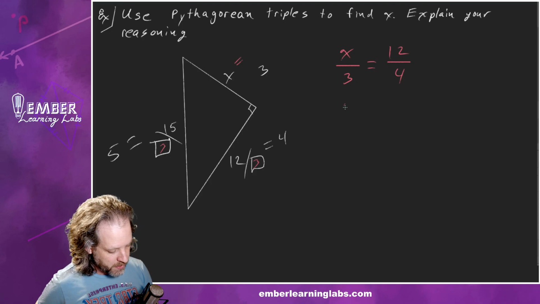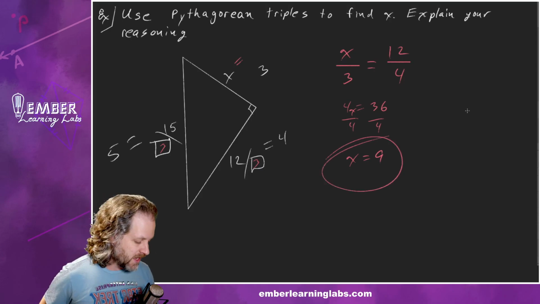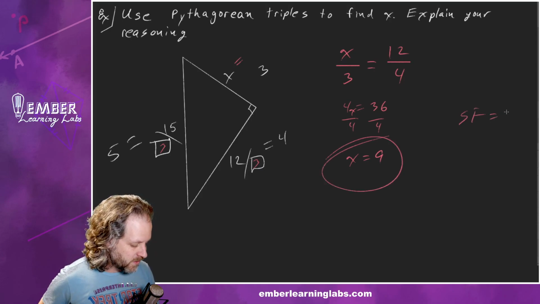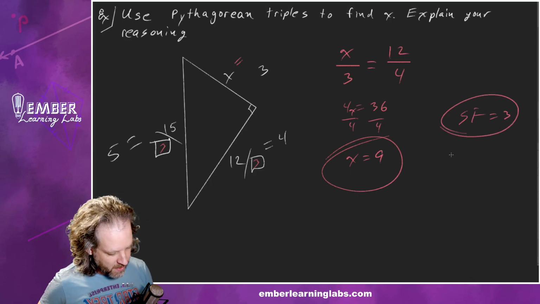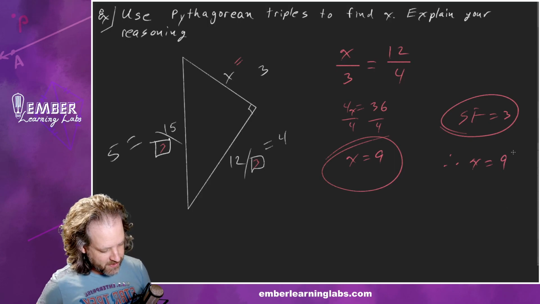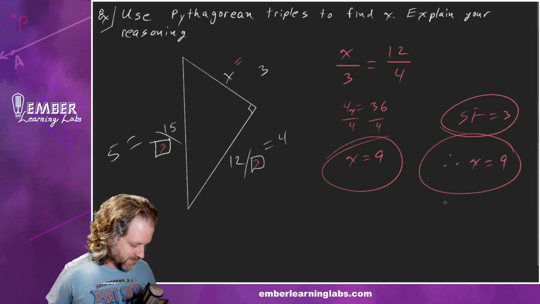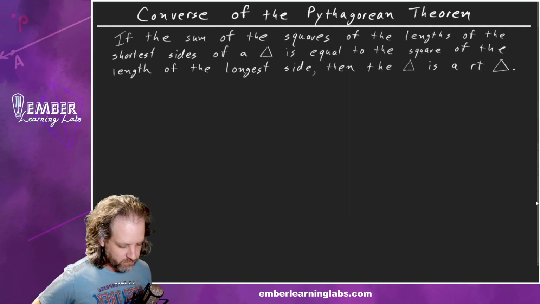So x times 4 is 4x equals 3 times 12 is 36. If we divide by 4, we end up with x equals 9, which means the scale factor between all of these is 3. Therefore, x equals 9. So that's the answer. That's the explanation. Let's do the next thing.